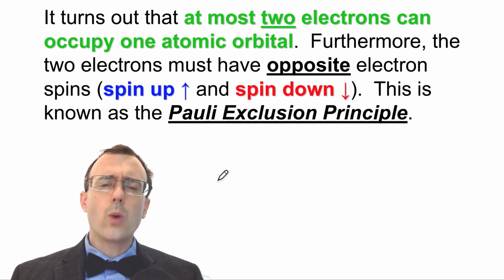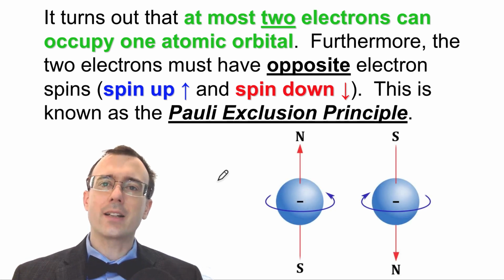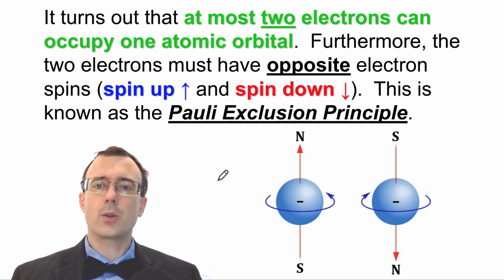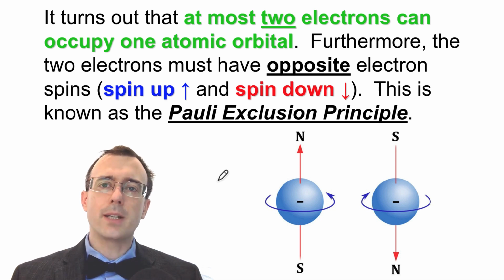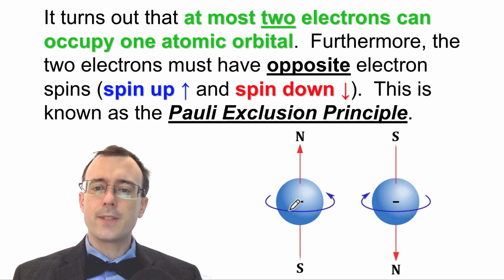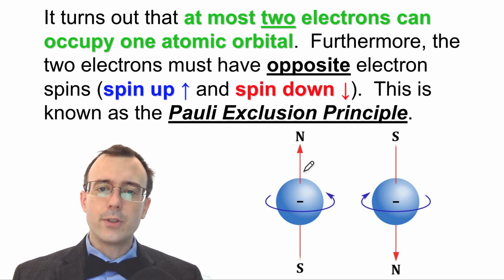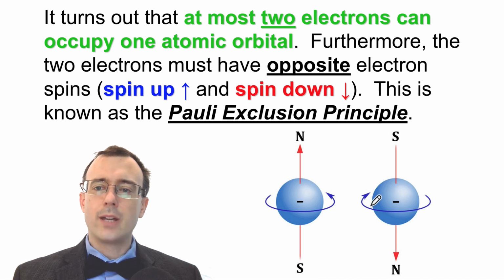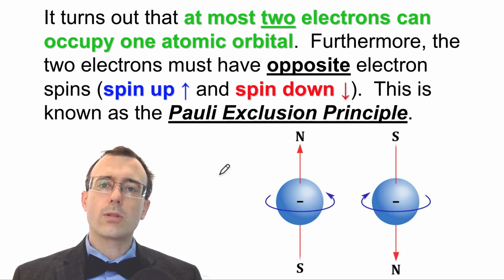Now, you might be wondering, what in the world is this spin up, spin down thing? It turns out that electrons are all magnetic. So an electron appears to be spinning. Whether it's actually spinning or not, we're not sure. But the electron appears to be spinning, and that's going to give it a magnetic polarity. For example, if this electron were spinning this way, you'd have north up and south down. And if it was spinning the opposite way, you'd have north down and south up. And so by spin up and spin down, we're referring to that magnetic polarity of the electrons.